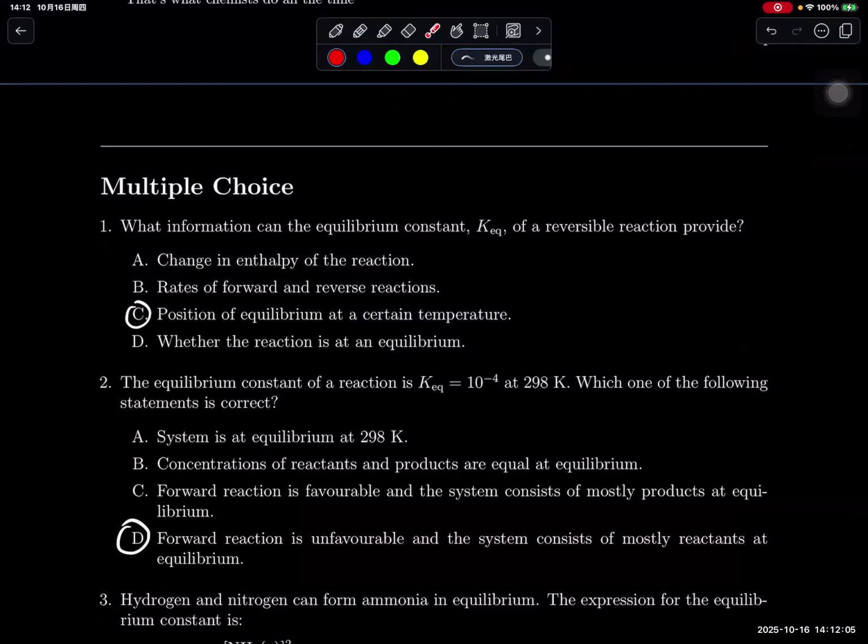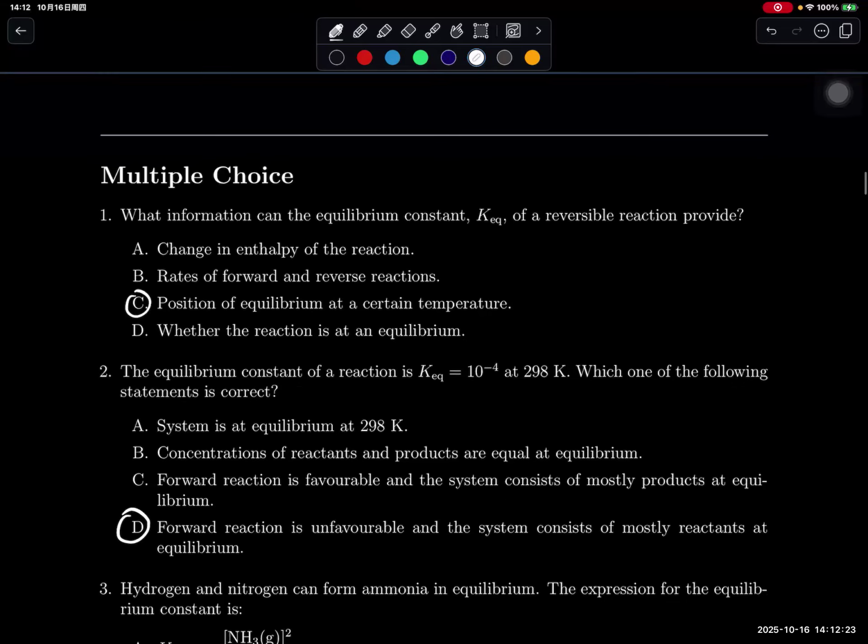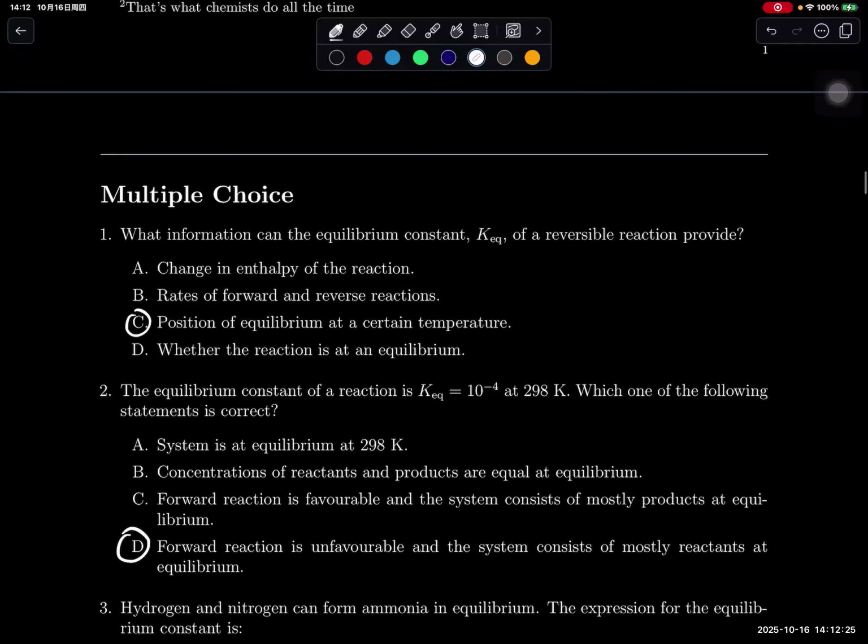Yeah, it can provide your position of equilibrium given a certain temperature. Okay, so the right answer is C. A is wrong because it has nothing to do with the changing enthalpy. B is wrong because the rates are typically described by collision theory. D is wrong because that's the role for equilibrium quotients.